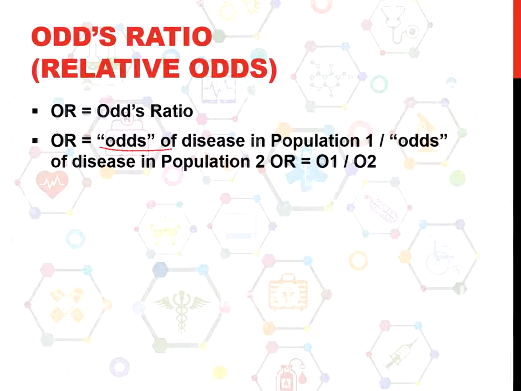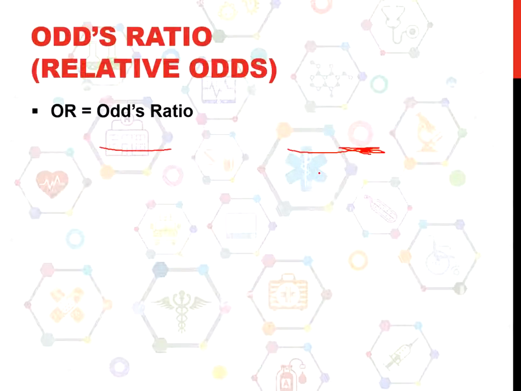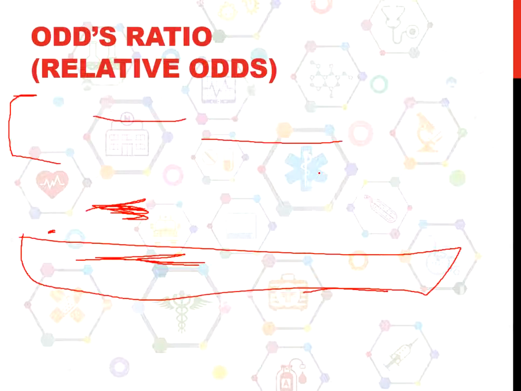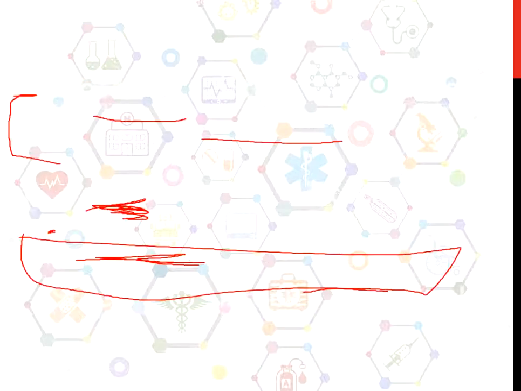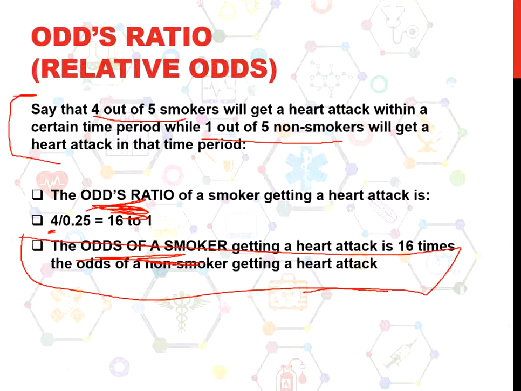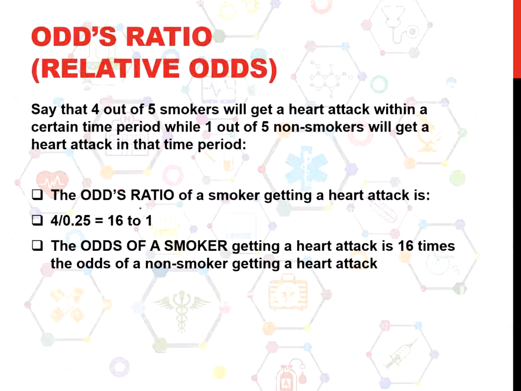So, it is the odds of a disease in population 1, then odds of the disease in population 2. So, ratio ng odds natin. So, odds 1 and odds 2. Alin yun? Ang odds 1 natin is ito. Kasi ito yung ating unang ginawa. Odds 1, then odds 2 ito. Hence, 4 divided by 0.25. Okay, so dalawang odds na yung ginamit natin dito to get the odds ratio or the relative odds.